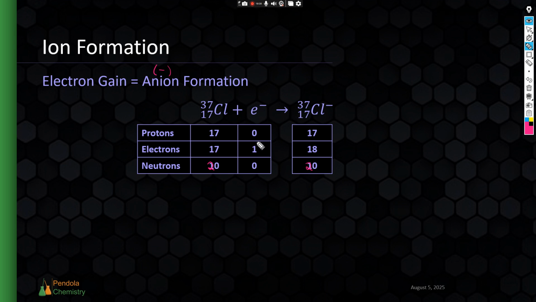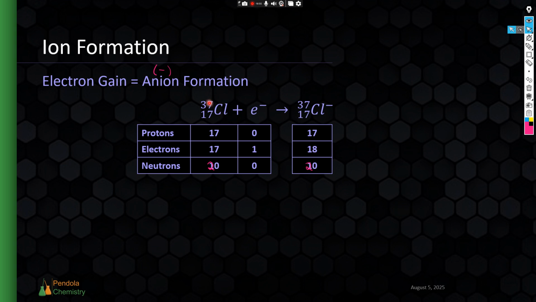An electron has no protons and no neutrons. It only has electrons. So if we look across, there are 17 protons in this original neutral chlorine, and there are no protons in an electron. So when we form this ion, the number of protons stays at 17. The same happens with neutrons. We had 20 neutrons originally in this atom. We add one electron, which has no neutrons, so the number of neutrons stays at 20. The electrons are what changes. When we go from this neutral chlorine, which has 17 electrons, and add one electron to it, forming an anion, a negative ion, we now have one more electron in Cl-, which is 18.